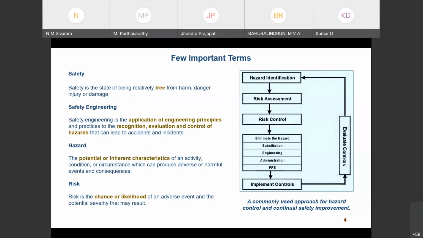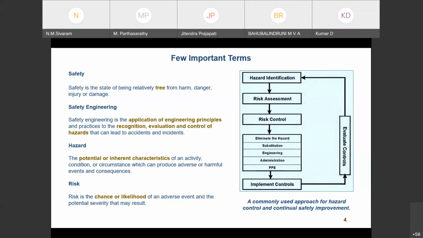Hazard is a very important term, because we use that particular term often in industrial safety. Hazard is a potential or inherent characteristic or property of an activity, or of a material, a condition or a circumstance which is harmful, or which can produce adverse effects, or create some adverse events to the human life or the environment. So that is the hazard. So hazard is a potential risk, potential danger. You can simply put it in a simple word: it is a potential danger.